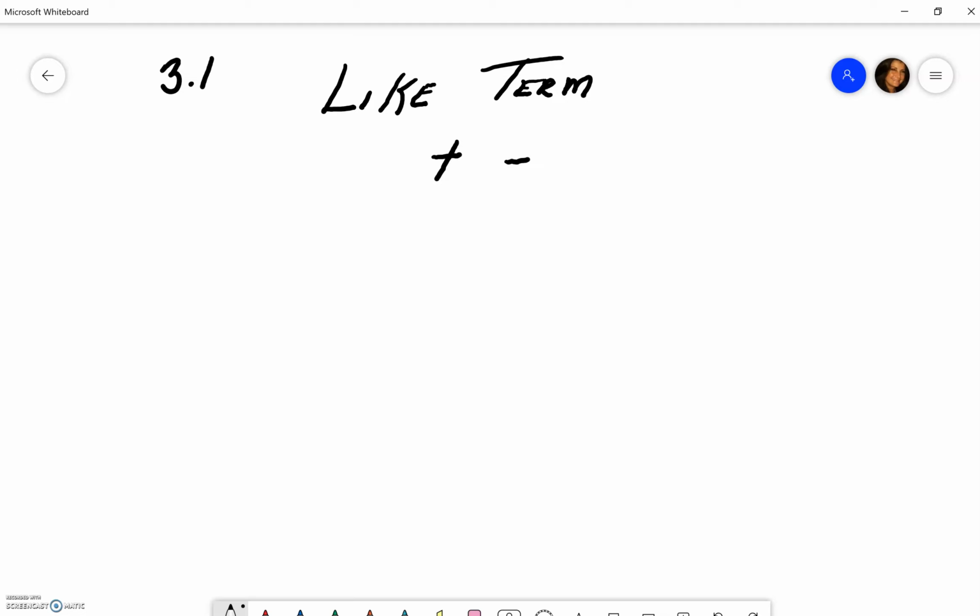And when I say like terms, it's something like if we have 4y plus 6y, we can go ahead and add this up. The reason why, because they both have the variable y. So you can combine those by adding those, and the final answer would be 10y.